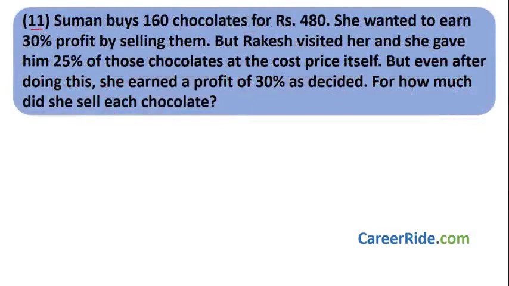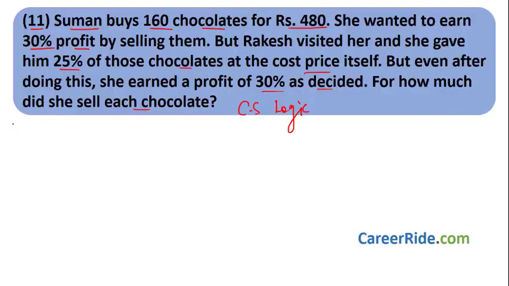Question number 11. Suman buys 160 chocolates for rupees 480. She wanted to earn 30% profit by selling them, but Rakesh visited her and she gave him 25% of those chocolates at the cost price itself. But even after doing this, she earned a profit of 30% as decided. For how much did she sell each chocolate? Now this might look a little bit complicated, but it is not. By common sense and logic, we can easily solve the sum.